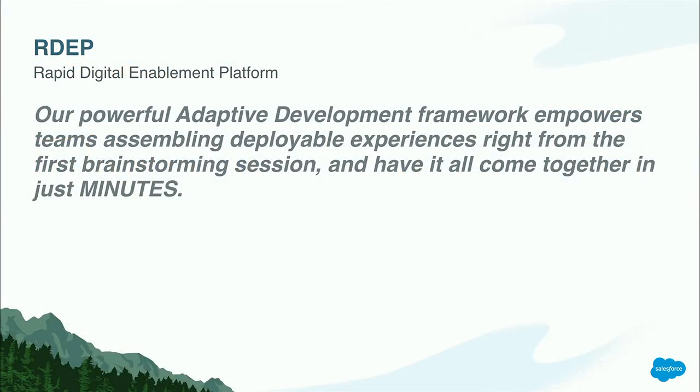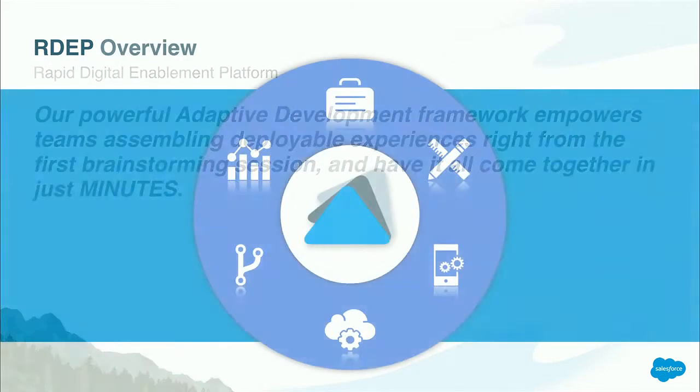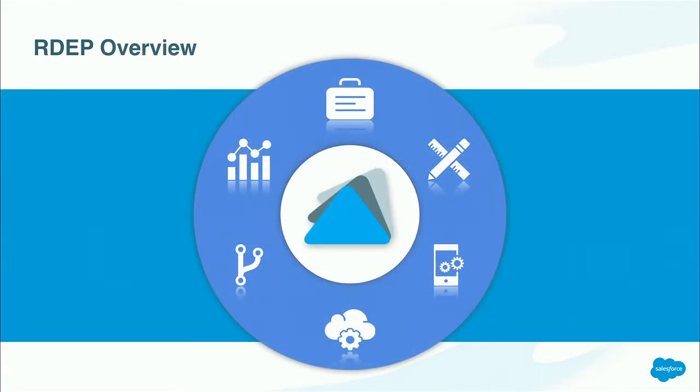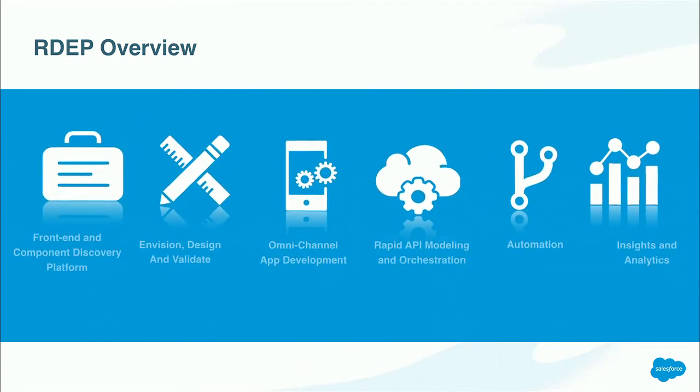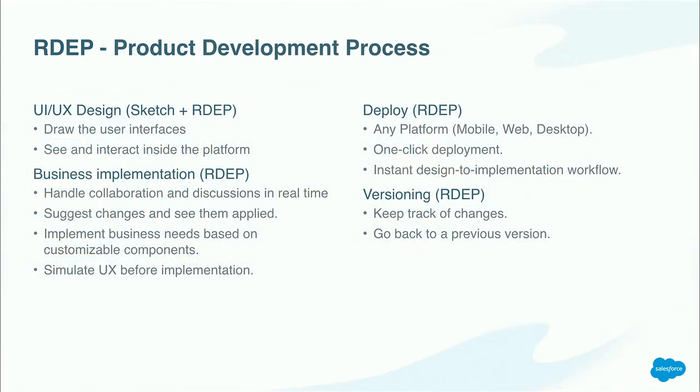So what's this RDP thing? RDP stands for Rapid Digital Enablement Platform. As that marketing phrase says, our powerful adaptive development framework empowers teams assembling deployable experiences, blah, blah, blah, blah, blah. That's probably what you're thinking right now, because you probably stopped reading that at the 4th word or so. But what's this about, actually? It's about, as Fernanda said, collaboration, simplifying things, and making all the process more straightforward.